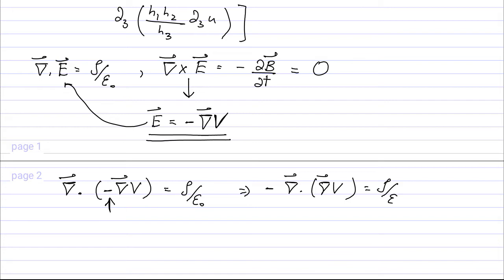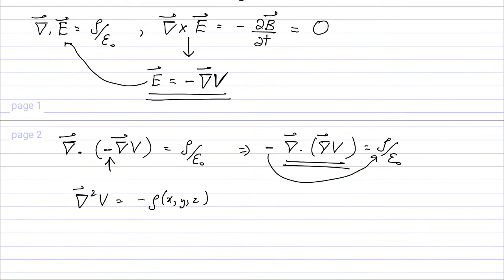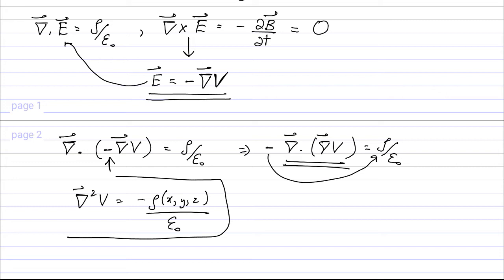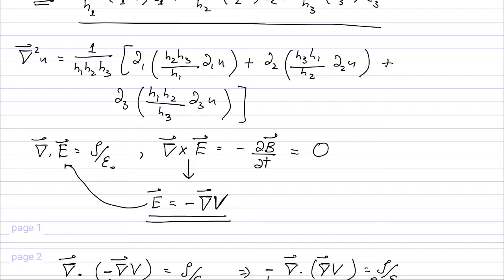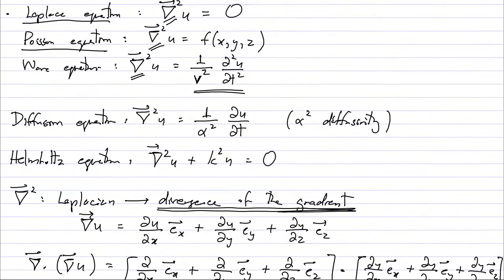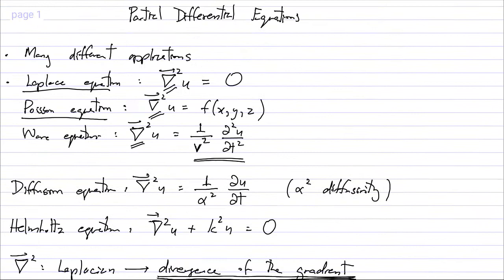If you want, you can bring this minus sign to the other side. So we have that del squared V is equal to minus rho, which in general is a function of x, y, and z in electrostatics with no moving charges, divided by epsilon naught. So this is exactly of the form of Poisson's equation. V, remember, is a scalar field, because I wrote the electric field as the gradient of the scalar field, which in this case is just the electric potential.